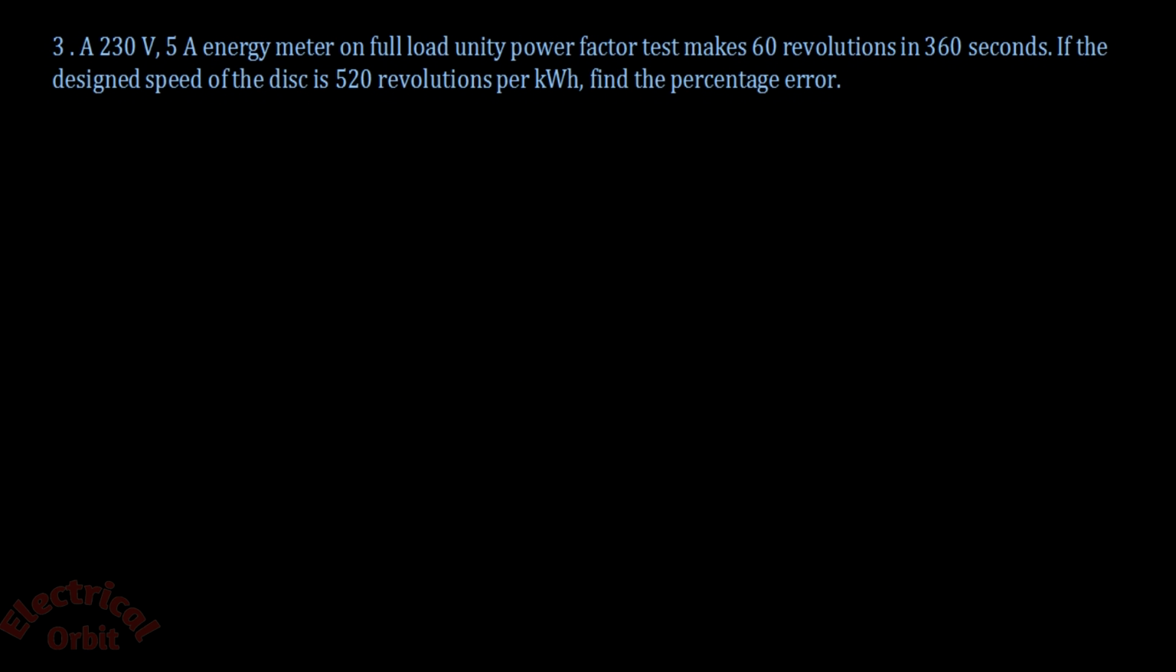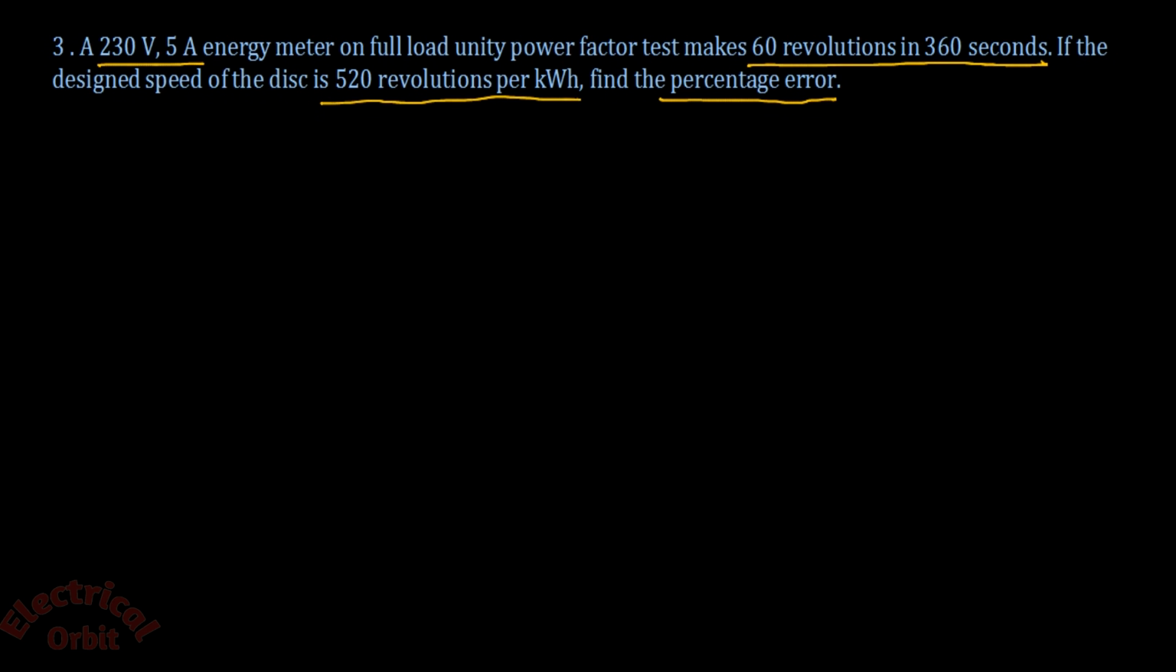Now here we have another type of problem, that is determination of percentage error in energy meter. So let us look at the question. A 230 volt 5 ampere energy meter on full load unity power factor test makes 60 revolutions in 360 seconds. If the design speed of the disk is 520 revolutions per kilowatt hour, find the percentage error.